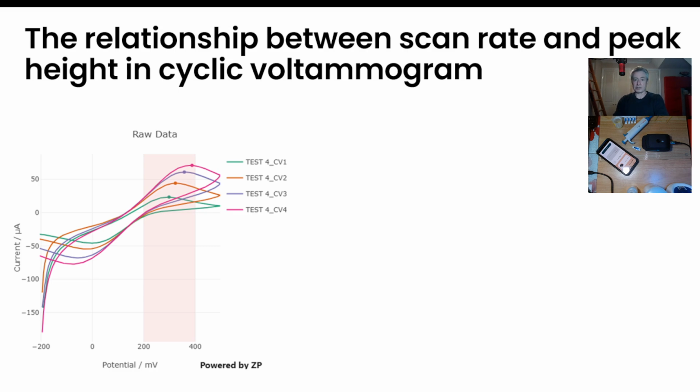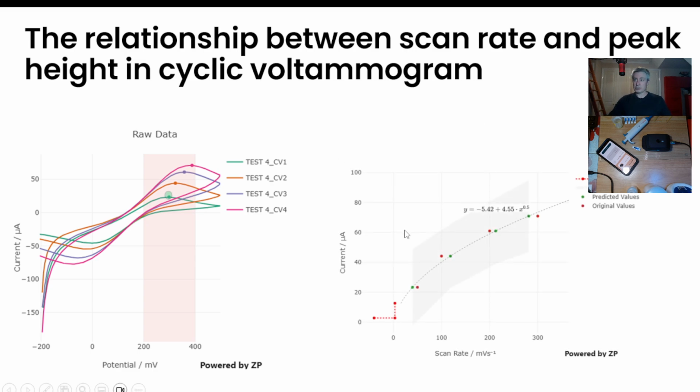They like to characterize it by showing that the peak height in their cyclic voltammogram is proportional to the square root of scan rate. So the experiment we'll do this evening is I'll do a scan at 50 millivolts and plot that, a scan at 100 millivolts and plot that, a scan at 200 millivolts and plot that, and a scan at 300 millivolts and plot that. And what you'll see is that the peak height is not linearly proportional to the scan rate. It's actually proportional to the square root of the scan rate.